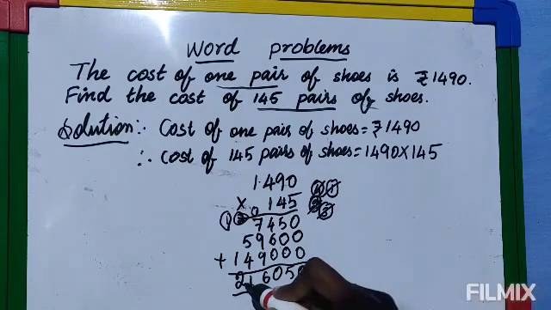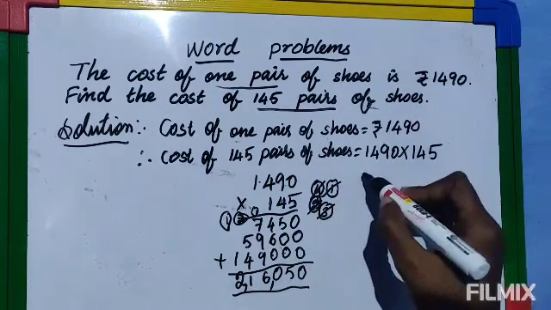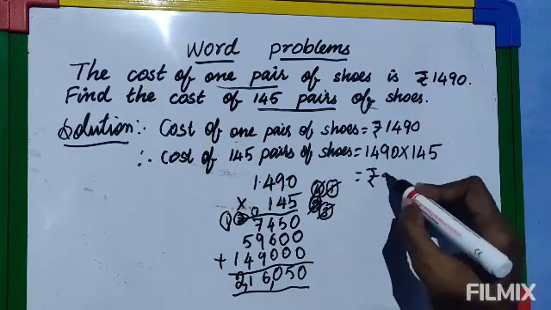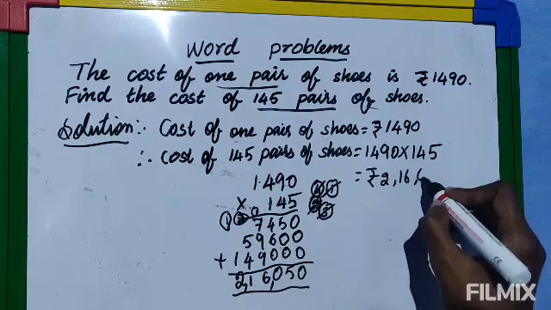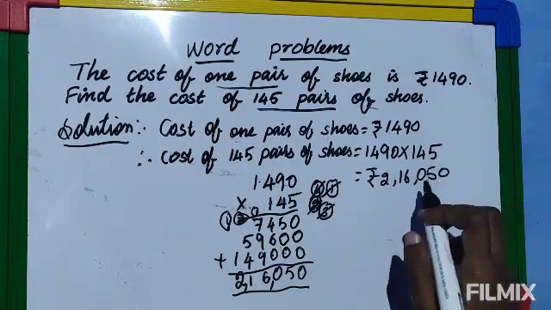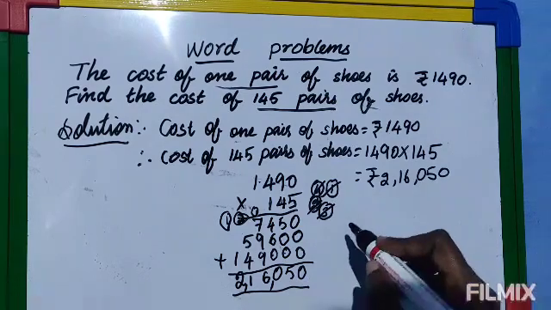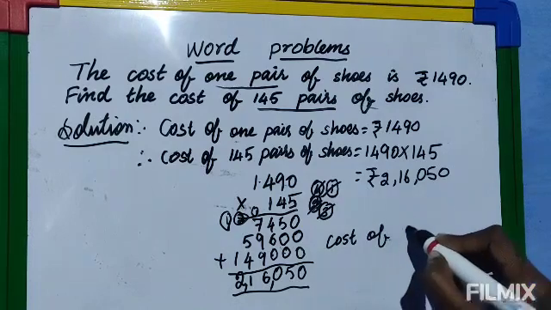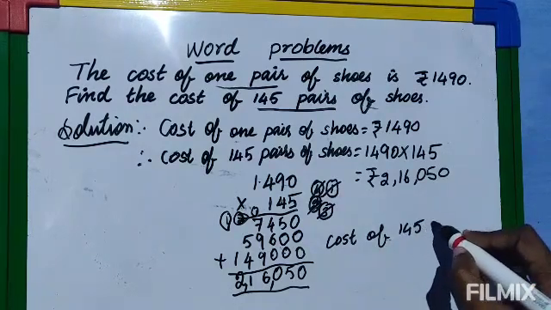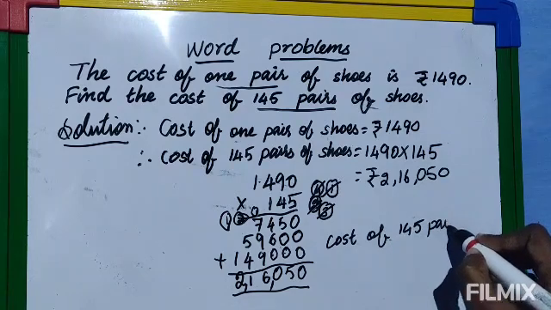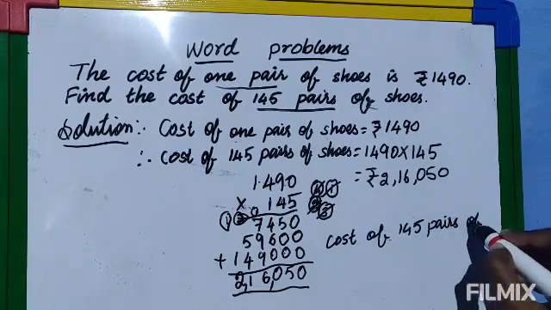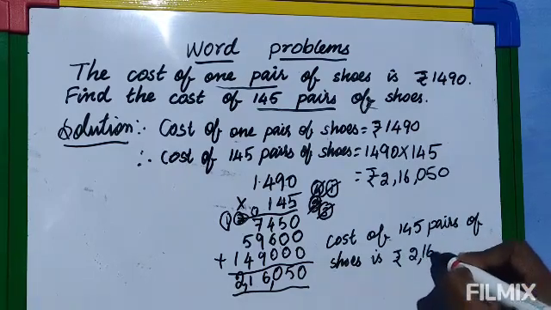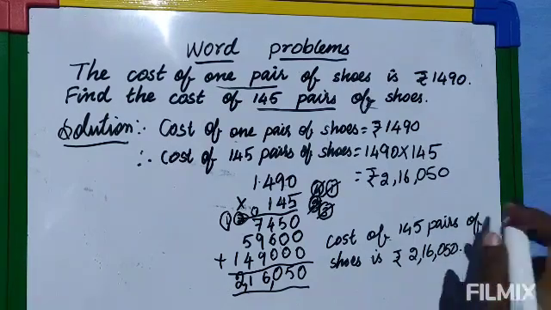So the answer is 2,16,050. So cost of 145 pairs of shoes is 2,16,050. This is the answer. So you have to take and write the answer also at the last. So cost of 145 pairs of shoes is rupees 2,16,050. You have to write the answer in the last.